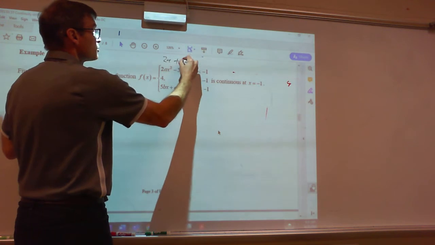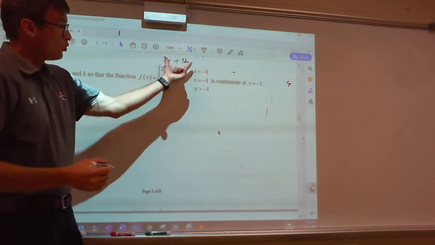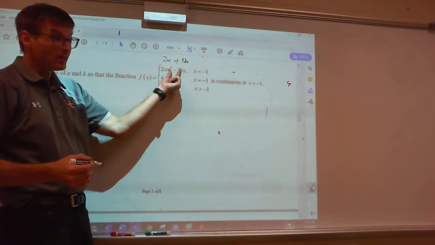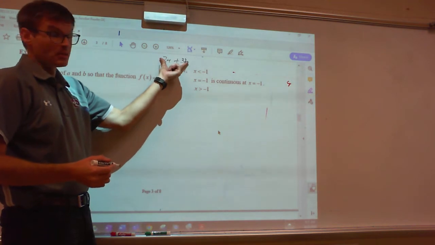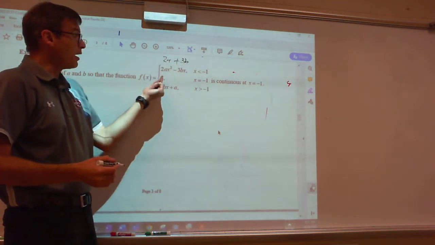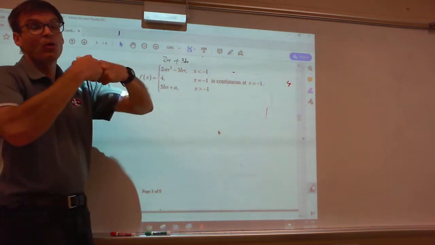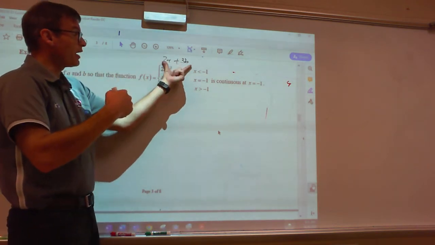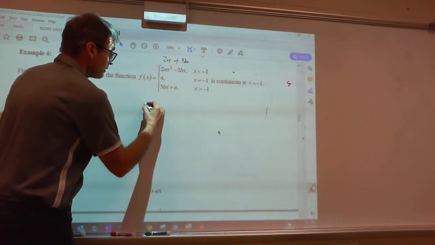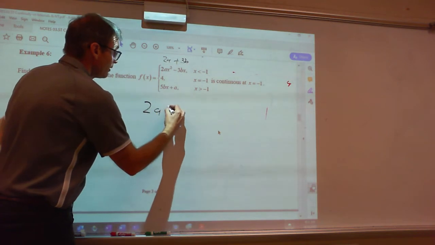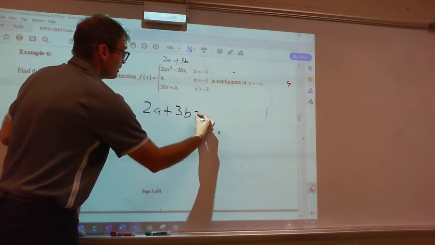That'll give me plus 3b. So when I plug -1 into this, my y value is this thing. They're telling me my y value is 4, so if I want these to match up, I need this y value to equal this y value, so I end up with 2a plus 3b is equal to 4.